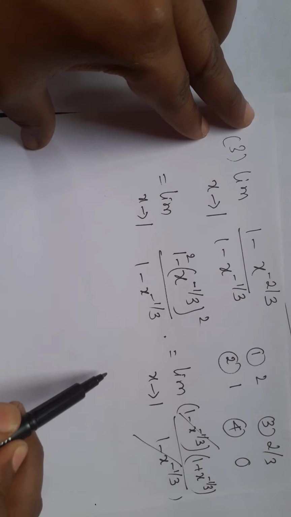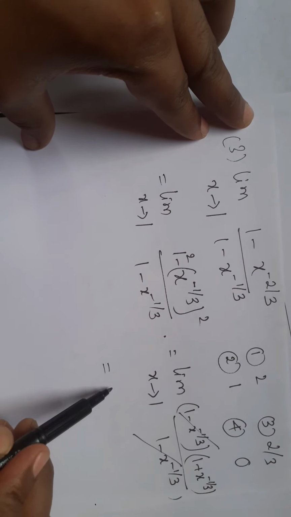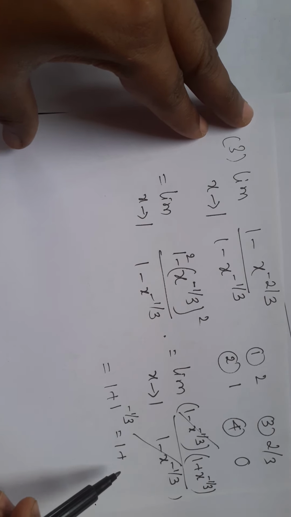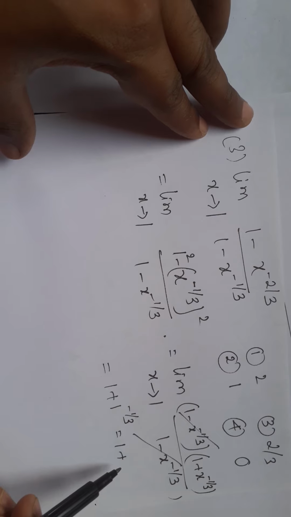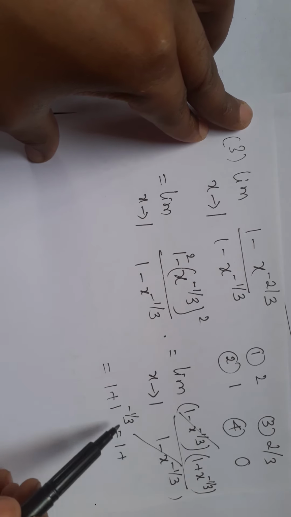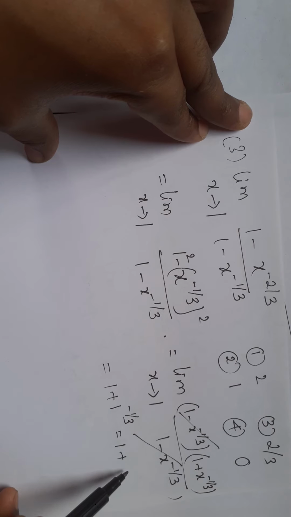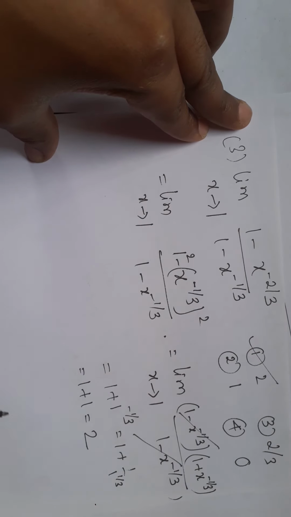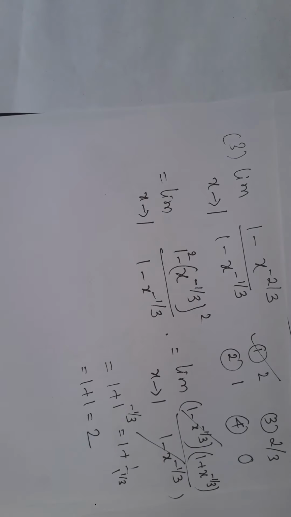So as x tends to 1, 1 plus 1 power minus 1 by 3. So that is the cubic root of that term we are left with. The negative factors cancel each other. So 1 power minus 1 by 3 is nothing but 1 by 1 power 1 by 3, which is also 1. Therefore 1 plus 1 is equal to 2. Option 1 is the answer. This is another important problem using the technique of factorization.